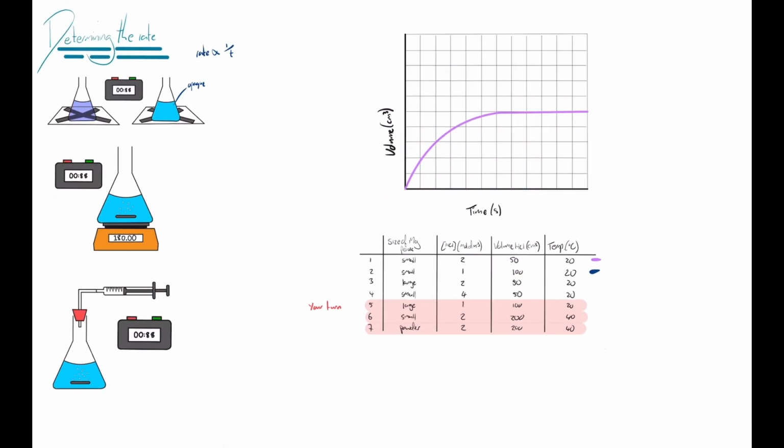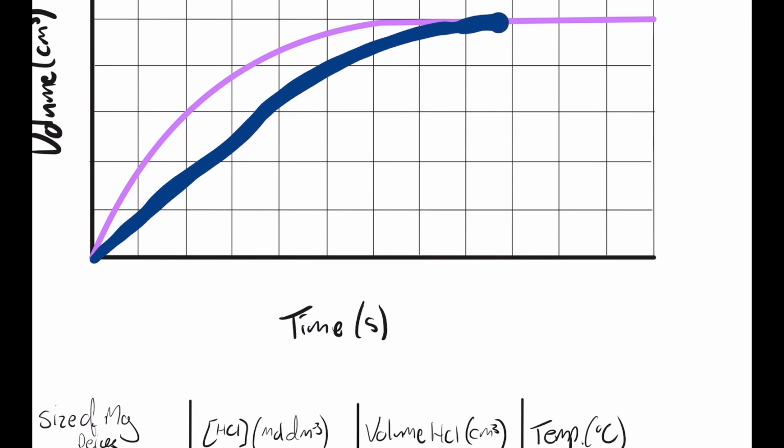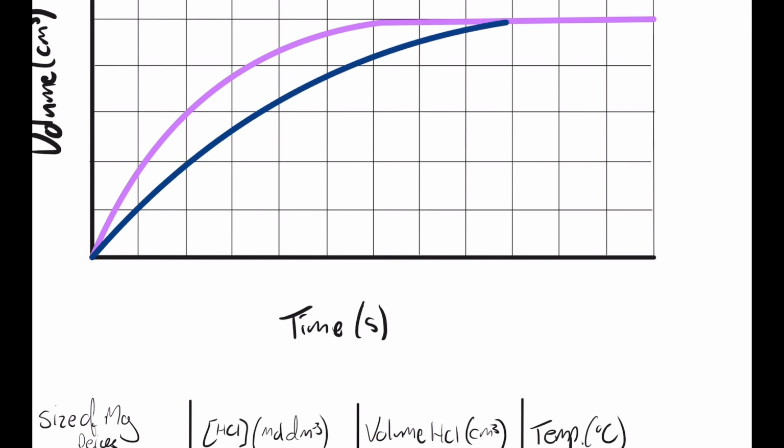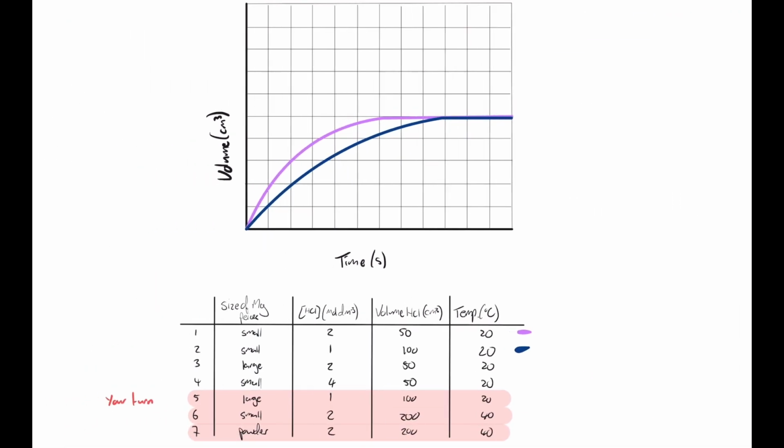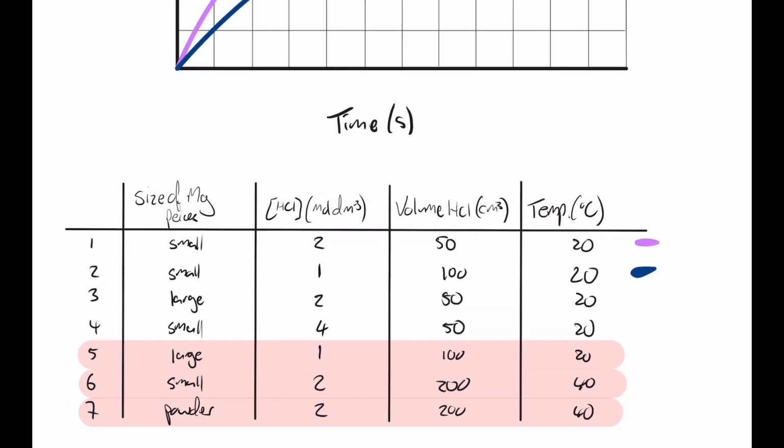So we need to show this by making sure that our line is less steep, but it gets to the same point. So let's try that. So again, our line is less steep, but it gets to the same point. Perfect. Next. Here. Now we've got large pieces.